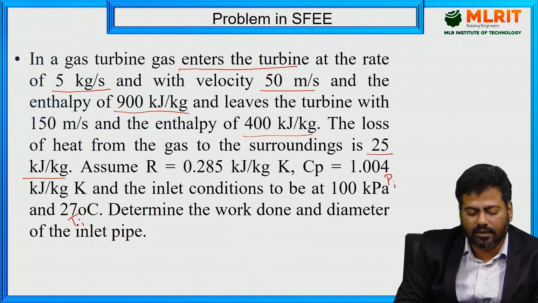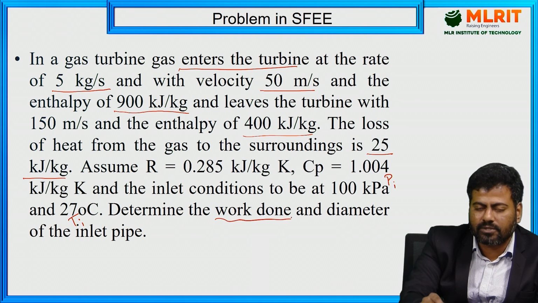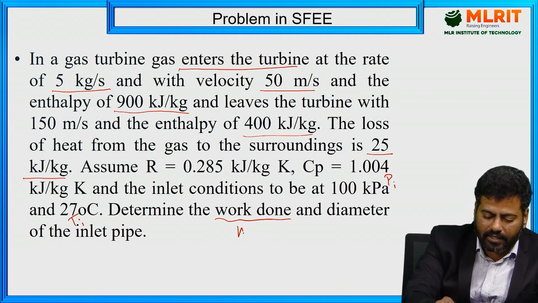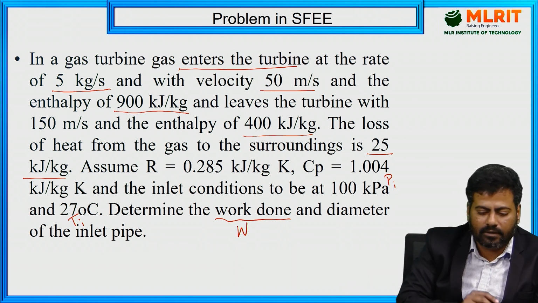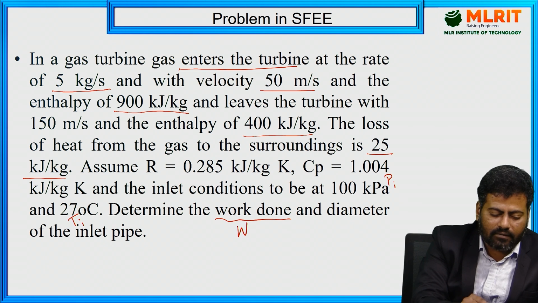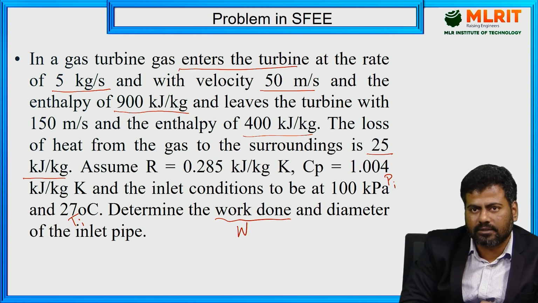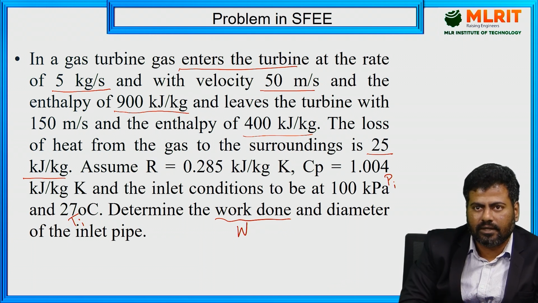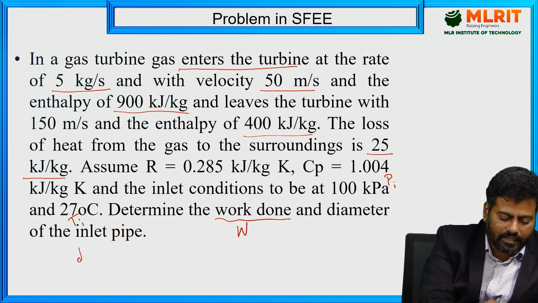Determine the work done and the diameter of the inlet pipe. So what are the parameters we are supposed to calculate? The work done, which is the mechanical work W, and the diameter of the inlet pipe. The pipe has a circular cross section, so obviously we are supposed to calculate the diameter, Di, of the inlet.